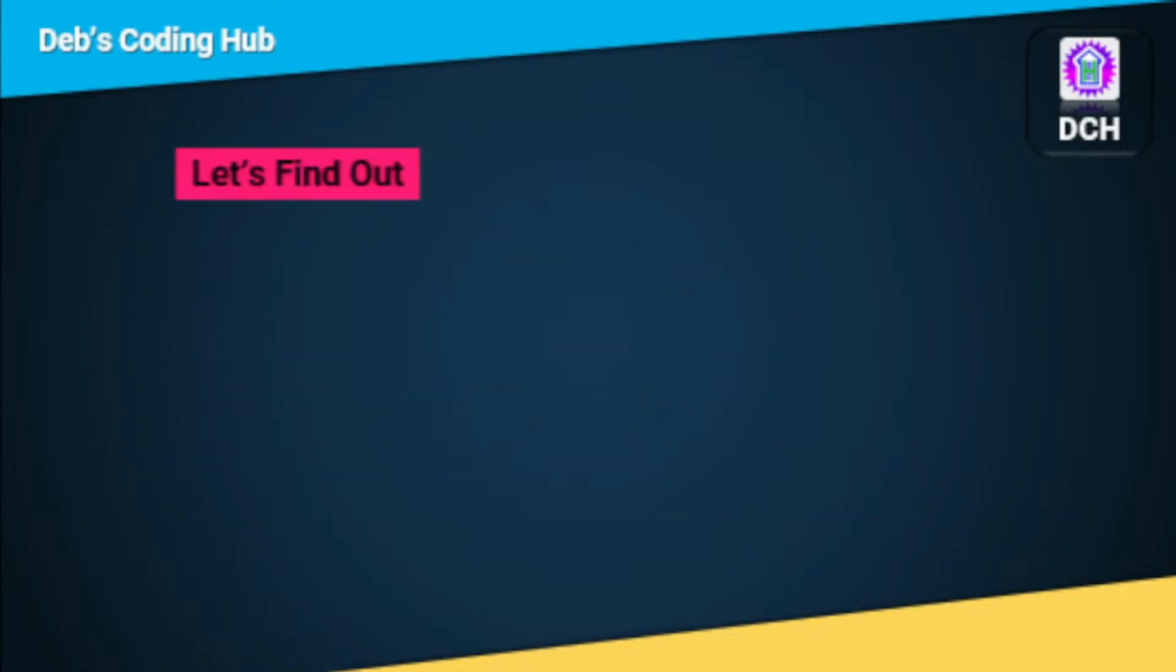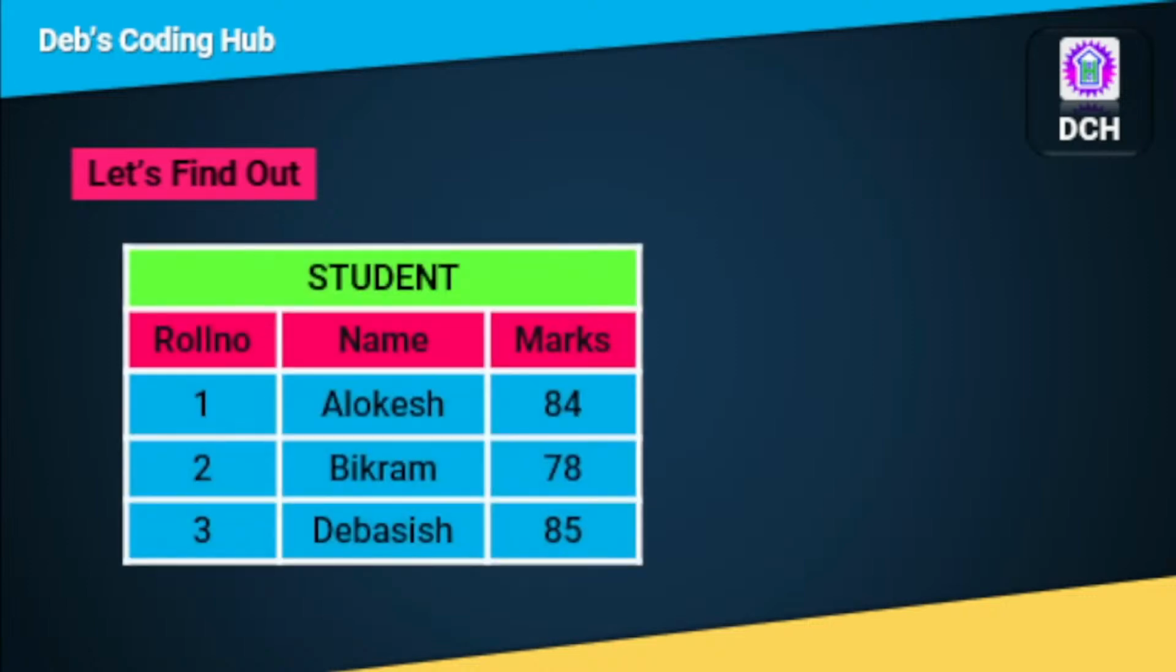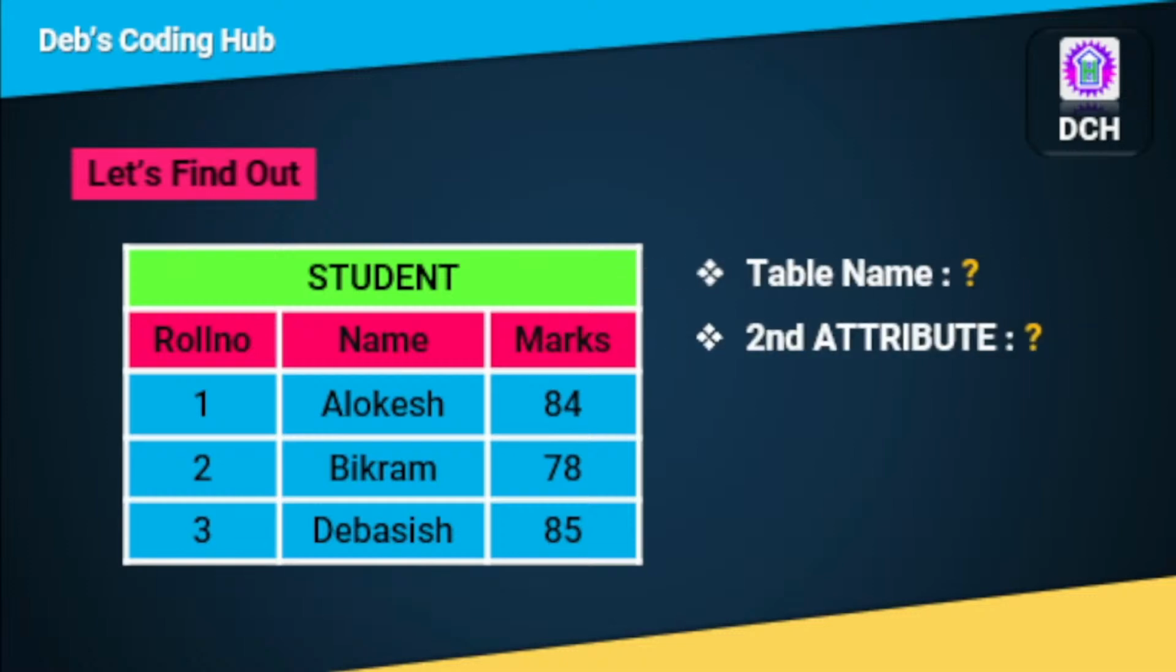Now let us find out whether we can identify the cardinality and degree or not. So this is the table. If I ask what is the table name, the table name should be student. What is the second attribute? Roll number is the first, the second attribute is name. And what is the cardinality of this table? This table has 1, 2, 3 rows. So the cardinality of the table is 3.